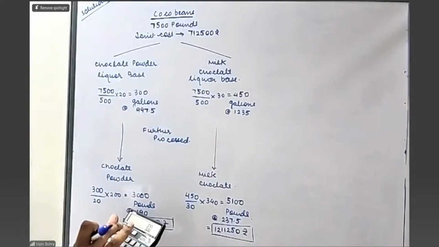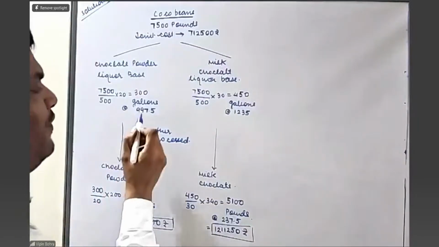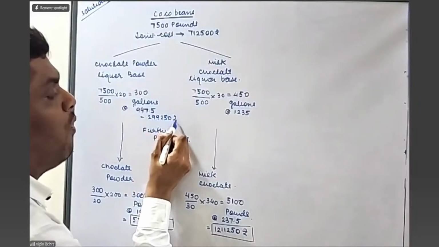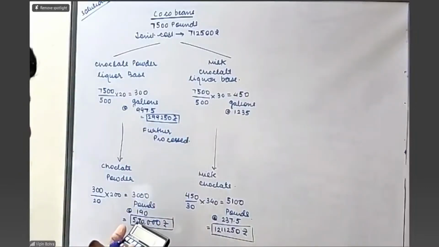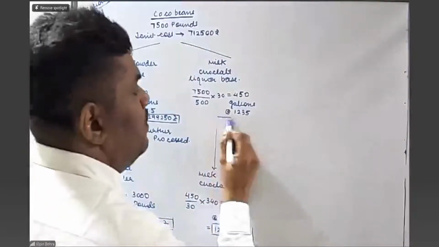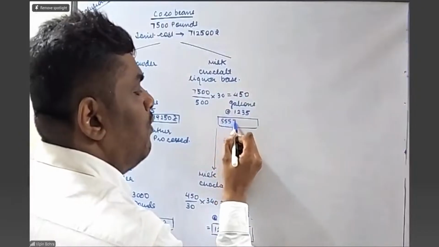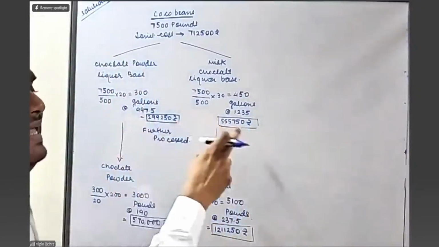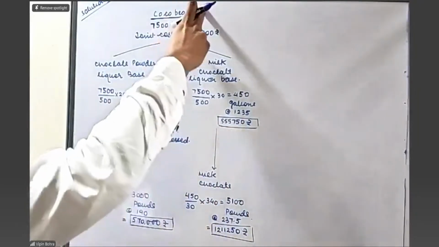So 300 into 997.5 comes to 299,250. And 450 into 1235 is 555,750. So this is the sales value of intermediate products. This is the sales value of the final product. This is my joint cost.